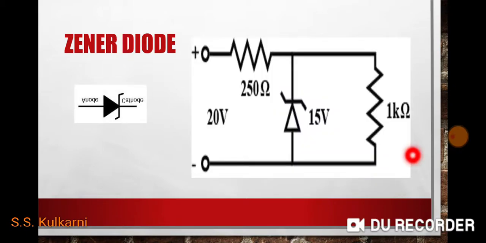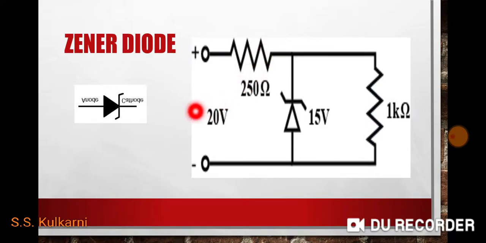The given figure shows the symbol of Zener diode. It is similar to the normal diode, that means it has two terminals, anode and cathode. And at the cathode we have a Z-type symbol. This is the Zener diode symbol. This figure shows biasing of Zener diode.